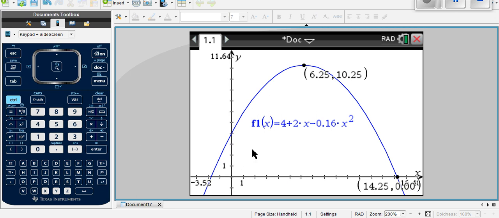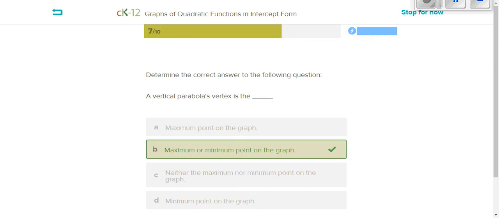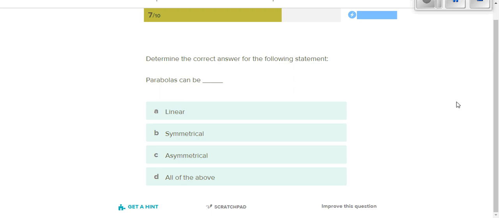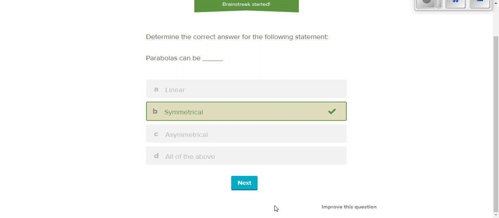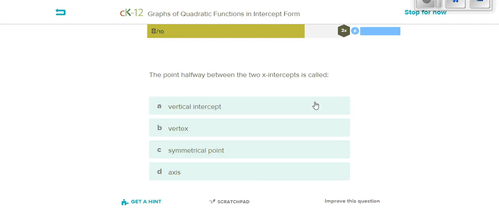Okay. Let's take a look at the next question. Determine the correct answer for the following step. Can parabolas be linear? No. Symmetrical? Yes. Asymmetrical? No. Symmetrical would be the answer. These are too easy. That's why I wanted to do two lessons.